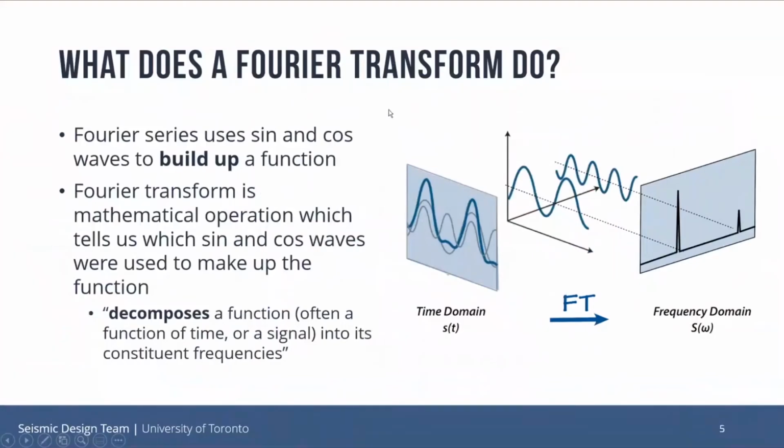So that's a Fourier series. A Fourier transform, knowing that we can use these sine and cosine waves to build up a function, is what lets us see which frequencies we used to build up the function that we have. As Wikipedia says, it decomposes a function into its constituent frequencies. For example, in the image here, you can see the dark blue line is a sum of two sine waves. And the Fourier transform lets us see that this frequency and this frequency were used to build up that original complex wave.